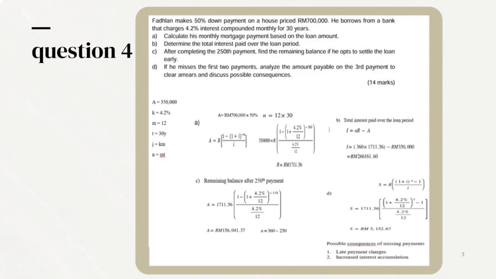Question D. If he missed the first two payments, analyze the amount payable on the third payment to clear arrears and discuss possible consequences. Using the future value of annuity formula, R is 1,711.56, i is 4.2% divided by 12, and n is 3. Then calculate using the calculator, so we get S equals RM5,152.67.